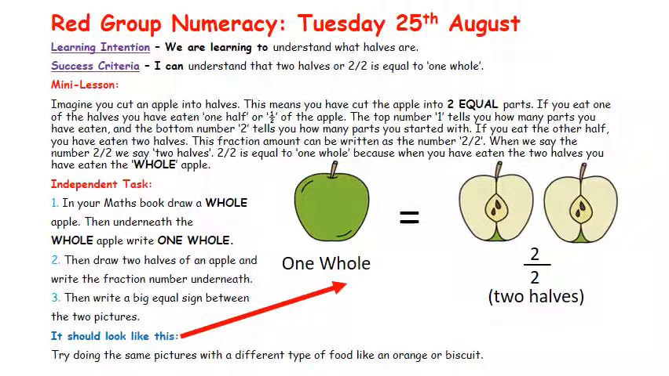If you like, try doing some other pictures with different types of food like an orange or biscuit to show that 1 whole equals 2 halves.